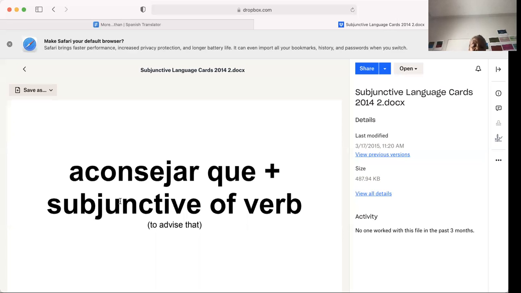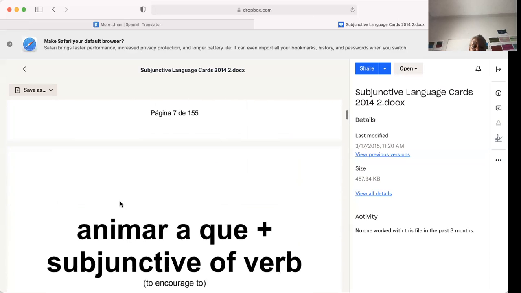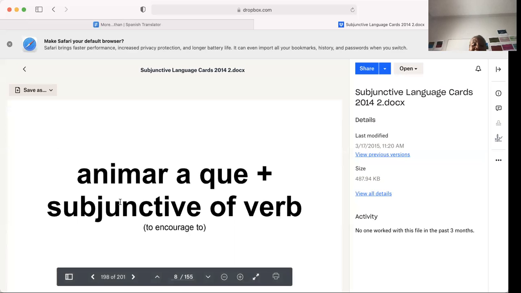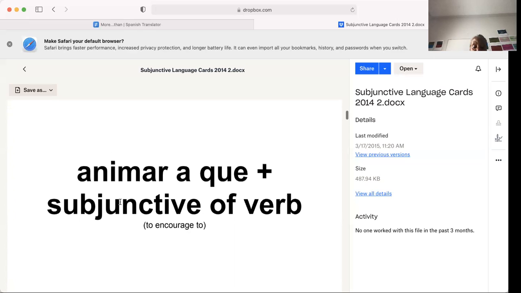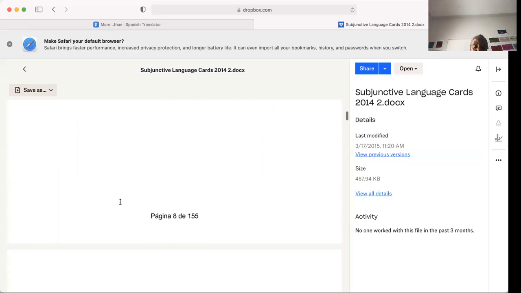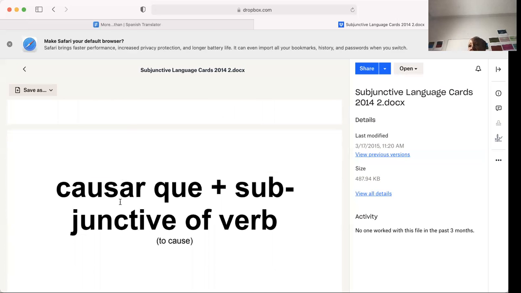Aconsejar que, plus the subjunctive of the verb, to advise that. Animar a que. And of course, plus the subjunctive of the verb, to encourage to. I encourage you to, I don't know, get good grades. Causar que. That's a subjunctive of the verb, to cause.